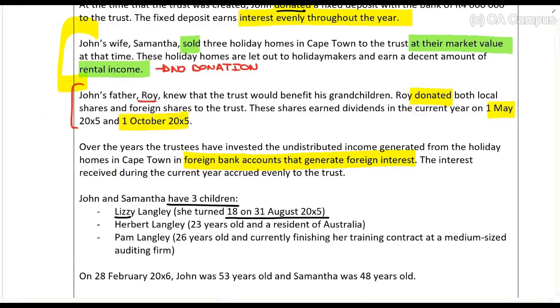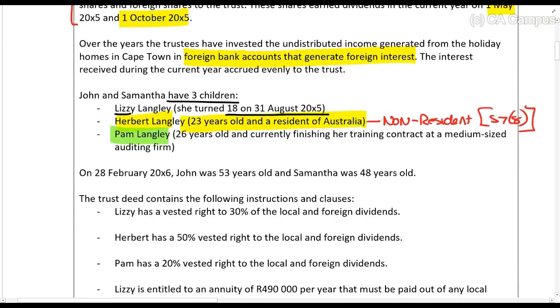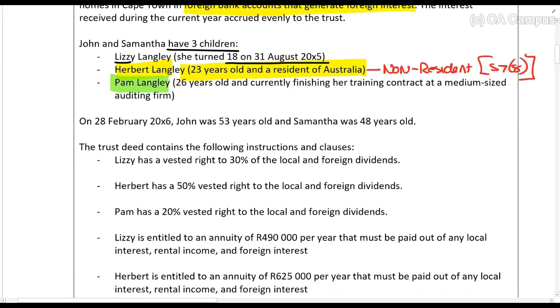Right. Then we have Herbert, who is 23 years old and a resident of Australia. So that means he is a non-resident. And a non-resident, you'll have to consider section 7.8. Then we have Pam Langley. She's 26 years old, so she's not a minor, and she's currently finishing a training contract at a medium-sized audit firm. Alright, so there's nothing strange there. Then they tell you on the 28th of February is the last day of the tax year. John was 53 years old and Samantha was 48.